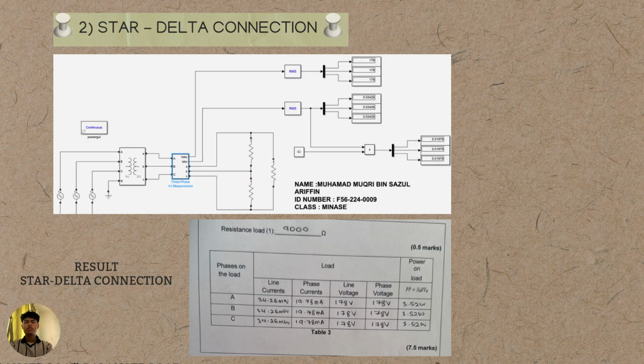So I come to my conclusion, my reflection. First, the experiment improved my understanding of delta to star and star to delta transformer behaviors. Second, I observed how load types, balanced versus unbalanced, impact voltage and system operation performance. Third, hands-on experience helped connect theory to real-life application. And number four, one challenge faced was ensuring all connections were correct and safe to avoid short circuit.